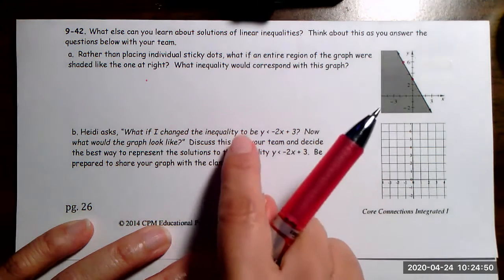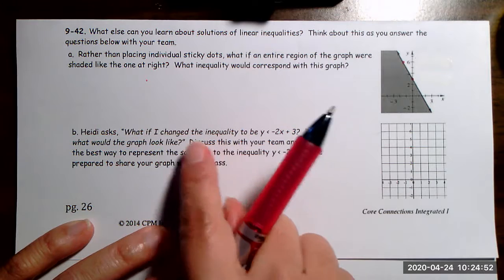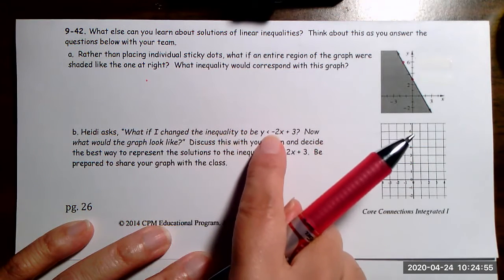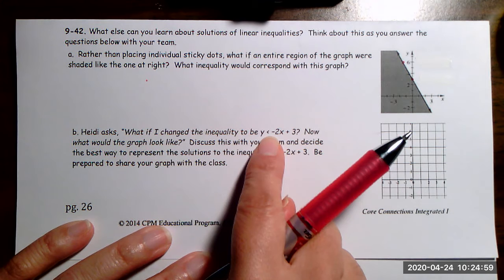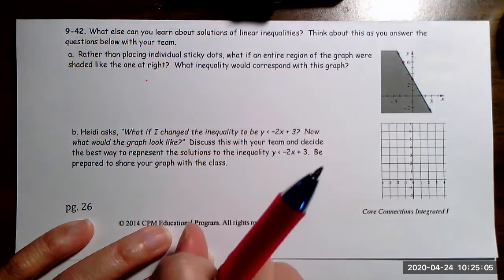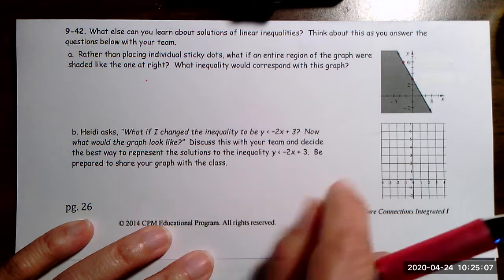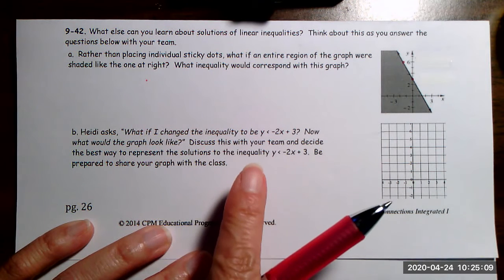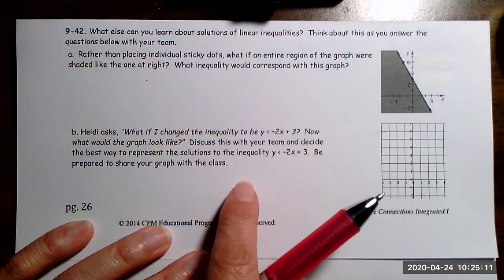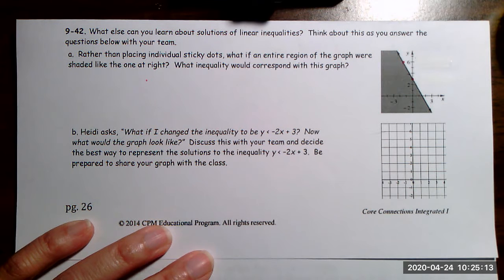I'd also like you to take a look at part B as well. What if I change the inequality to be less than with no bar underneath it? So it's a strict inequality, strictly less than, not less than or equal to. What would that graph look like? You don't get to discuss with a partner or a team, but what you can do is go ahead and put some of your thoughts down. Again, the only thing you're not allowed to put is I don't know, and you're not allowed to skip it. Write something down.